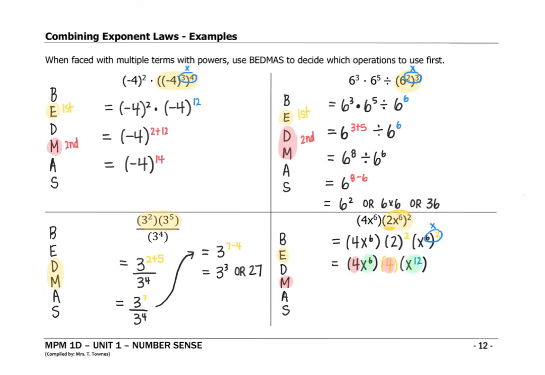When we multiply the whole numbers, we'll have 4 times 4, which will give us 16 as our overall coefficient. And when we multiply x to the power 6 with x to the power 12, we will know that since they have the same bases, we can add the exponents. So we will have x to the power of 6 plus 12, which will ultimately be x to the power of 18. So our final answer will be 16x to the power of 18.